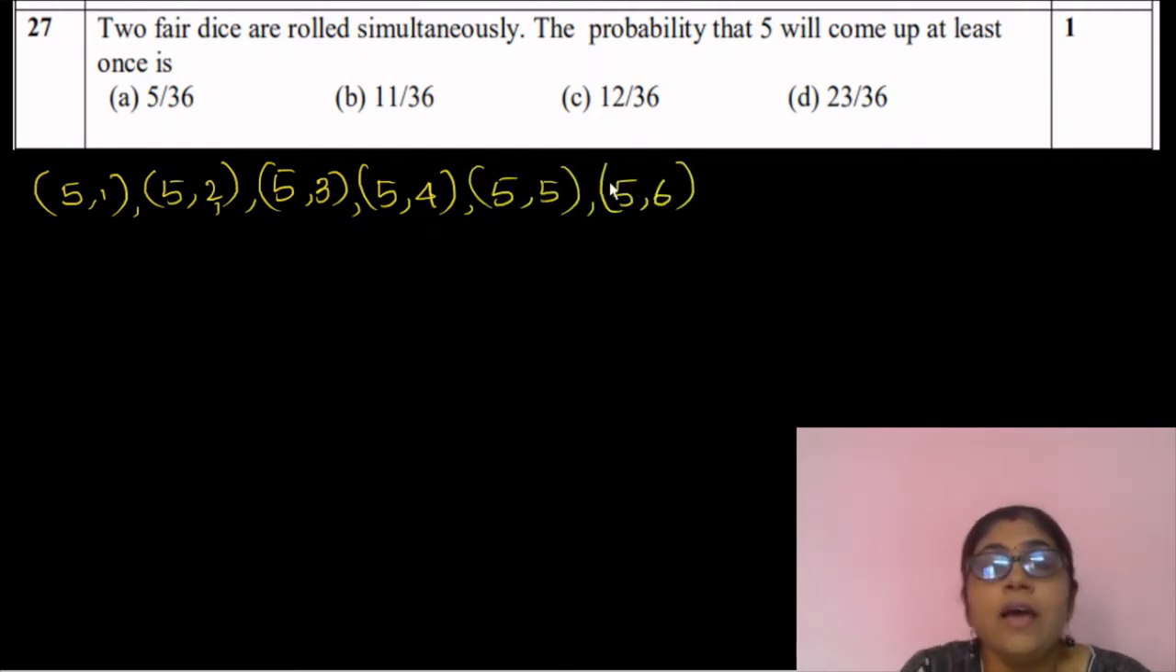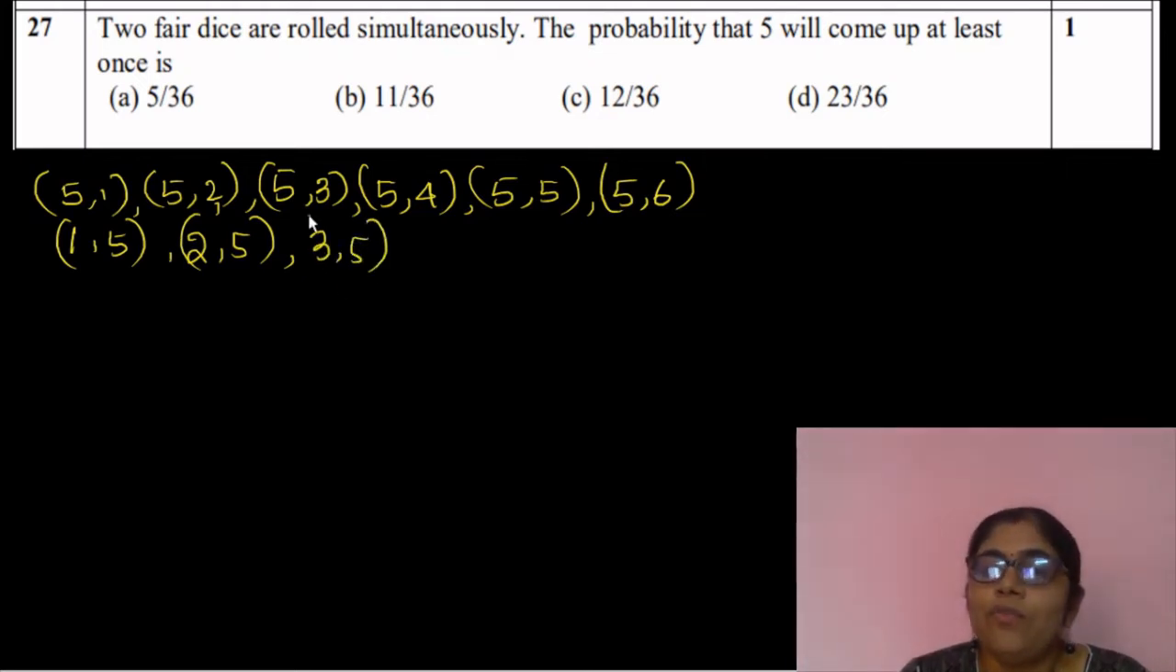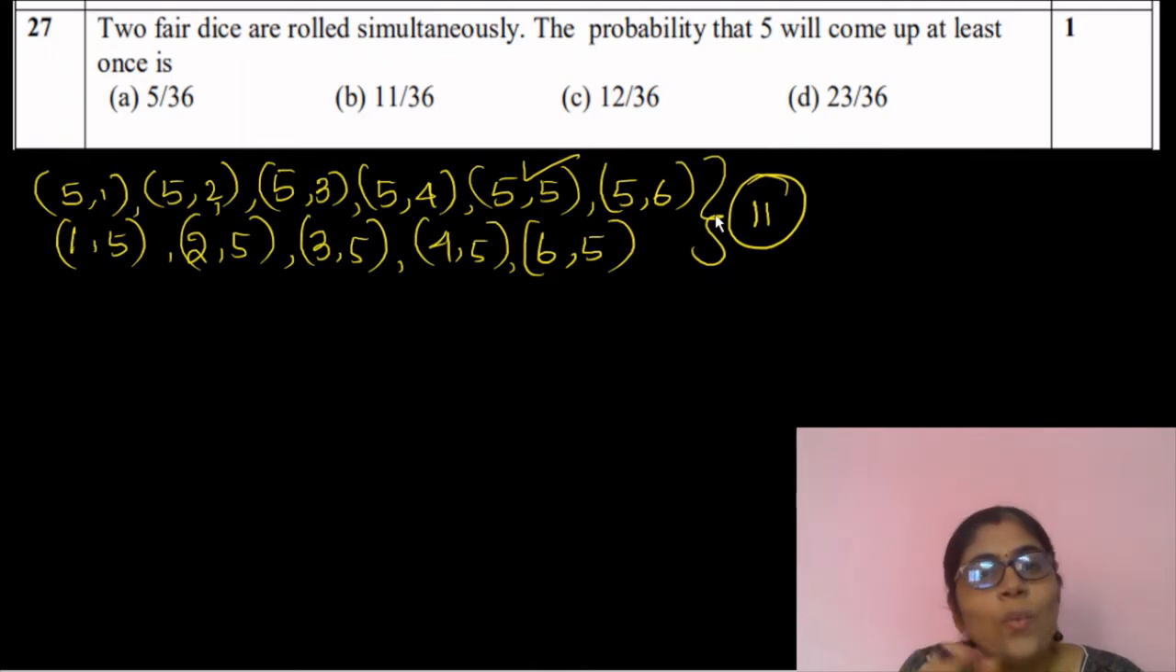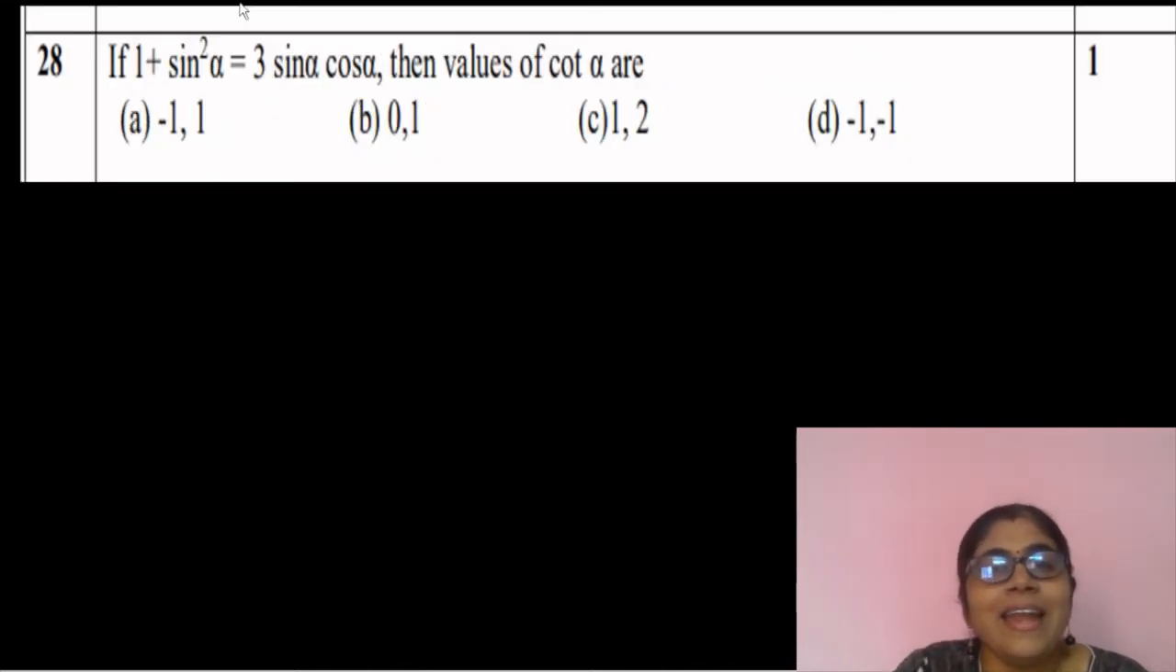And this is for the first dice. And 5 can be present in the second dice also. So 1 5, 2 5, 3 5, 4 5, and 6 5. Because 5 and 5 is the repetition. So there are total 11 times when 5 will appear at least once. So probability will be 11 by 36. That means option B is the right answer.